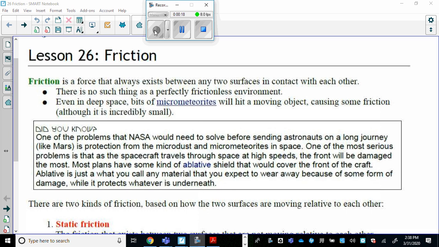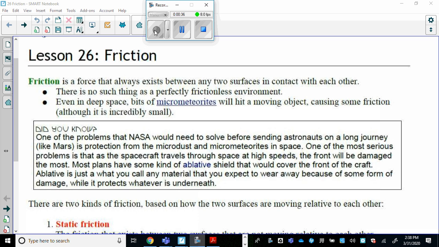First of all, your notes talk about static friction and kinetic friction. Static friction is the friction that exists between two objects that are not in relative motion to one another. So a chair sitting on the floor has static friction. Kinetic friction is when one of the objects is moving.